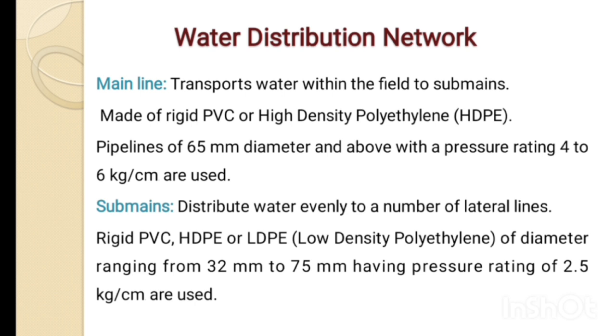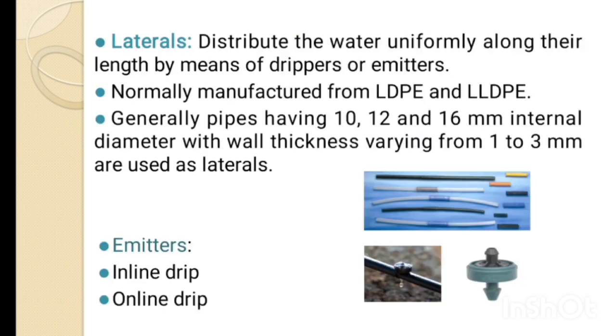It has a diameter of 32 mm to 75 mm with a pressure rating of 2.5 kg per centimeter. Then laterals. It distributes water uniformly along their length by means of drippers or emitters. It is made of LDPE, that is low density polyethylene, or LLDPE. Generally, pipes have 10, 12 and 16 mm internal diameter and have a thickness of 1 to 3 mm.